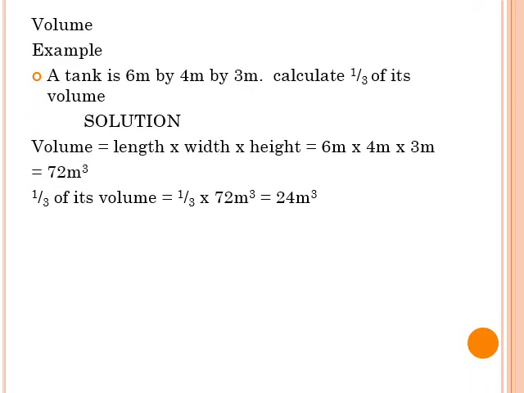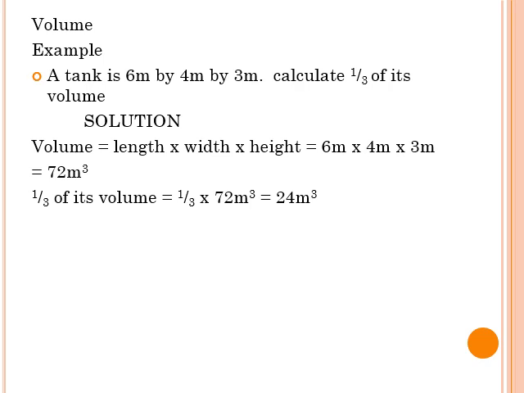Right. The next example is on volume. It says a tank is 6 by 4 by 3 meters. Calculate 1/3 of its volume. Now, the formula for finding the volume of any shape is the height times length times breadth or width.